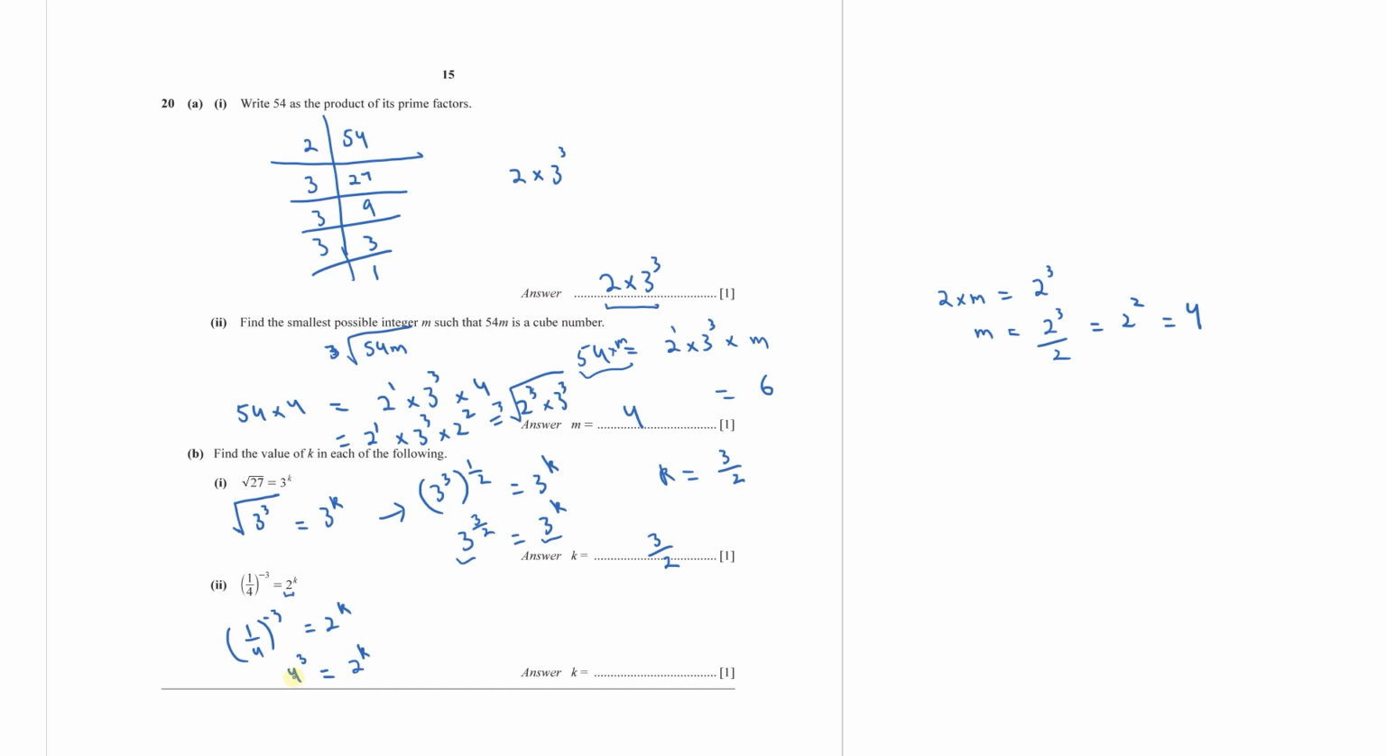And I know that I can write 4 as 2 squared. So 2 squared whole power this cube is equal to 2 power k. And this gives me, if I bring this 3 in, the powers multiply. So 2 power 6 equals 2 power k. Now I have the same values in the base, so k equals 6.